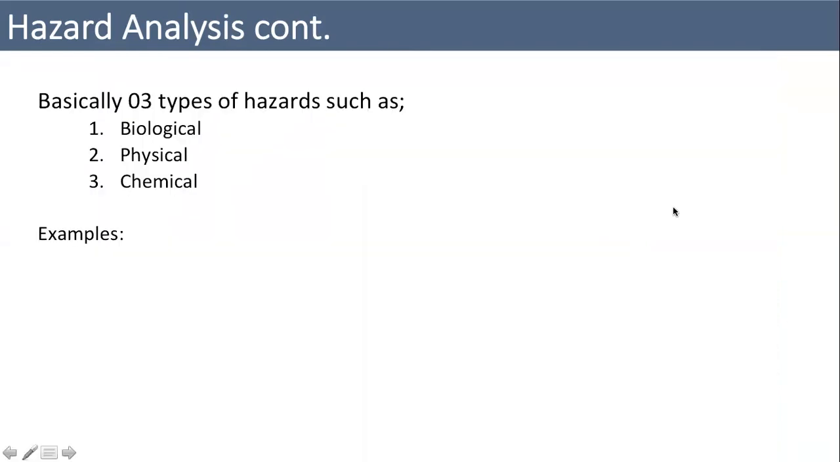Basically, there are 3 types of hazards: biological, physical, and chemical. Now I am going to ask you a question. Suppose you are going to start an agriculture farm, as I took the example in the previous lectures too. In our F40 farm, the agriculture students started passion fruit cultivation, and now we have passion fruit in the faculty.